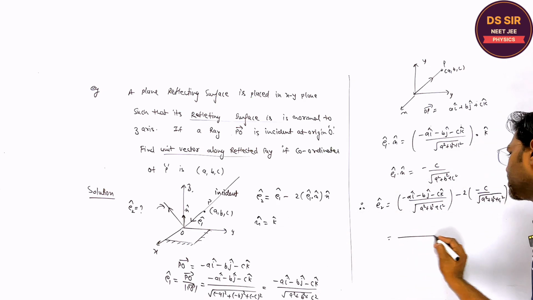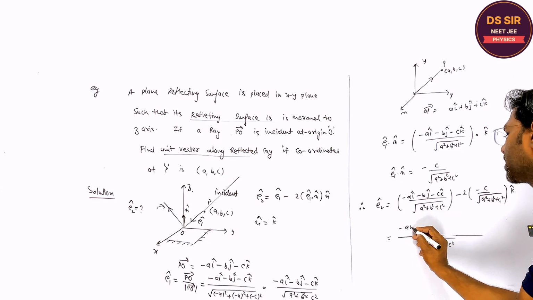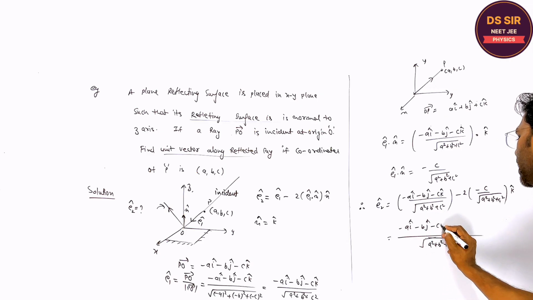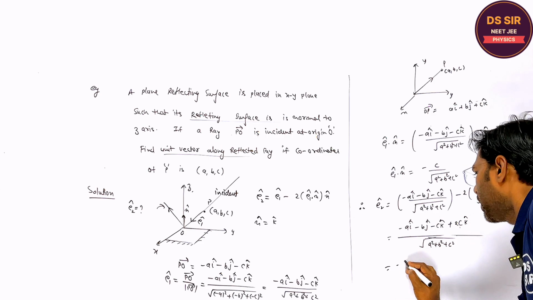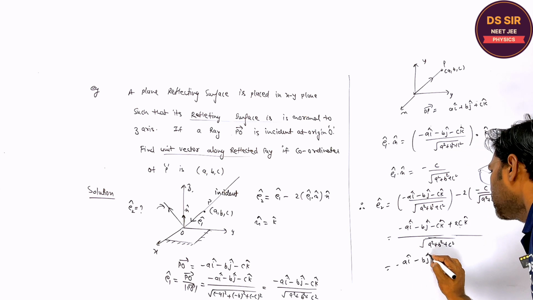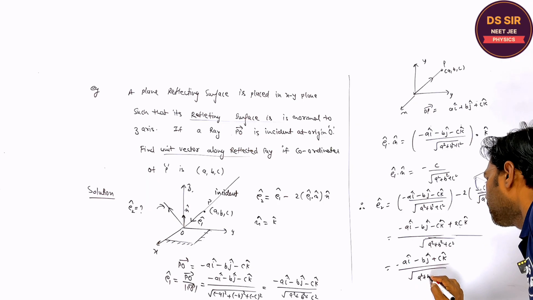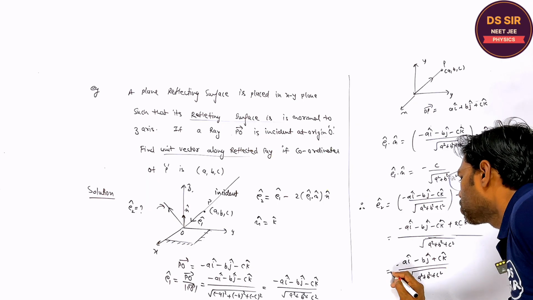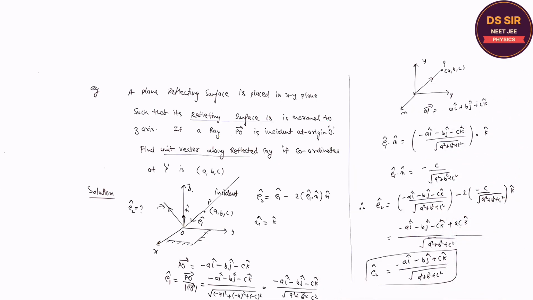So if you take the LCM, what is the LCM? Root over a square plus b square plus c square. Minus a i minus b j minus c k plus 2c, and this is the k cap. Is it clear or not, you tell? So minus a i minus b j plus c k cap divided by root over a square plus b square plus c square. So this is the unit vector along the direction of the reflection.